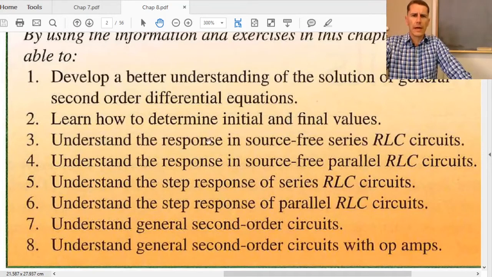Then we're going to look at the source-free series RLC, source-free parallel RLC. Then the step response for a series RLC and the step response for a parallel. And we're quickly going to look at general second order circuits.